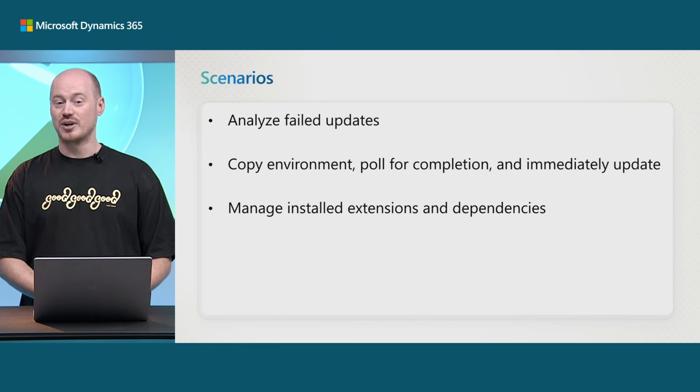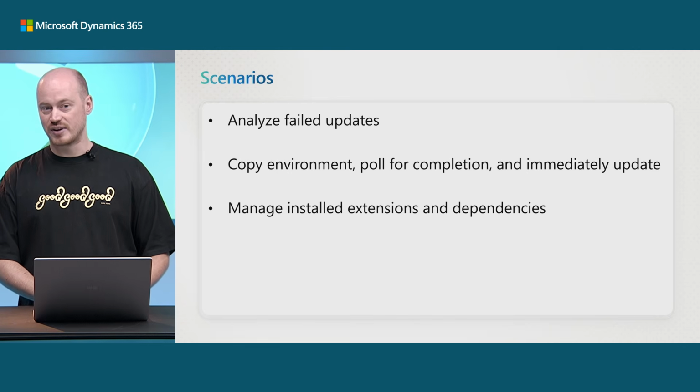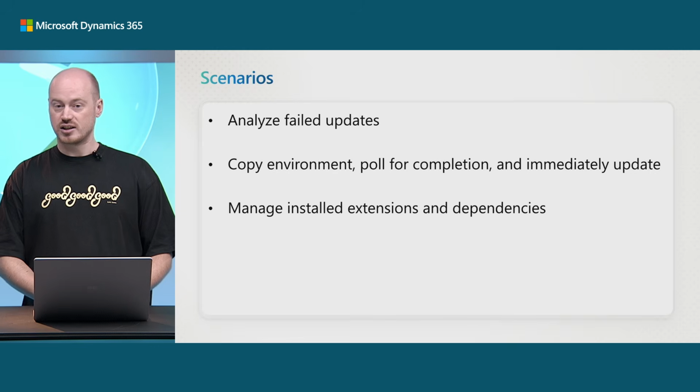You can also use it to poll. So for example, if you want to test the update on a production environment, you can ask the MCP server to copy that environment, wait for that copy operation to complete, and once it completes, immediately run the update on the environment. And finally, the MCP server can also help you manage what extensions are installed on your environments, their dependencies, and their updates.